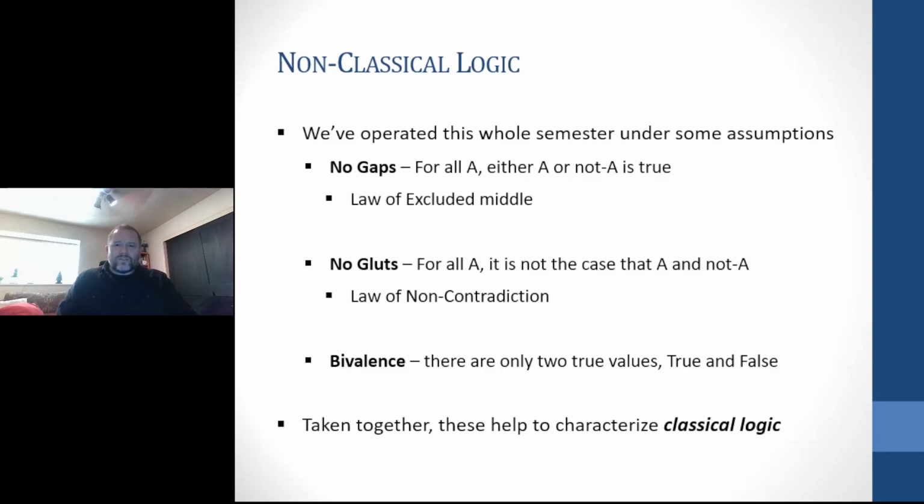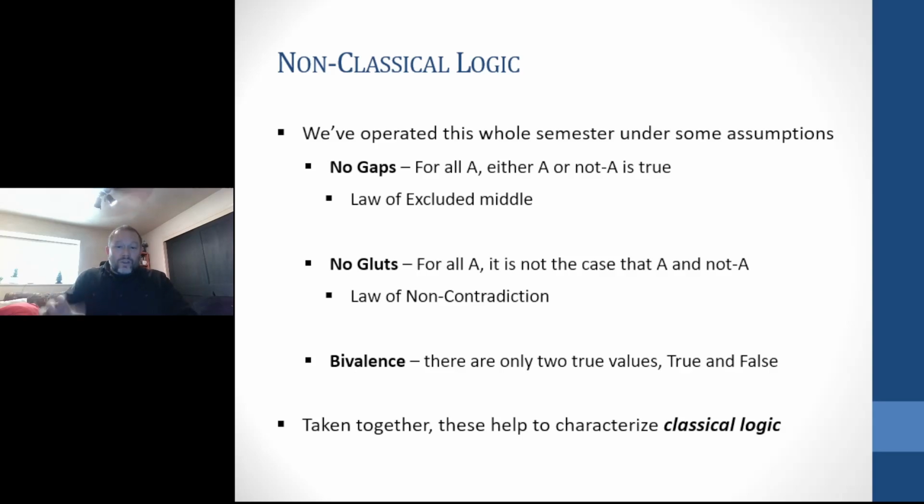We also worked with an assumption that there are no gluts. That is, for every sentence, it's not the case that it's both true and false. This is the law of non-contradiction. And then finally, we also worked under an assumption that there were only two truth values, right? True and false. There was nothing in the middle. Now, notably, taken together, these three assumptions about how sentences work help characterize classical logic. So these assumptions and the formal machinery we defined for FOL, that's classical logic.